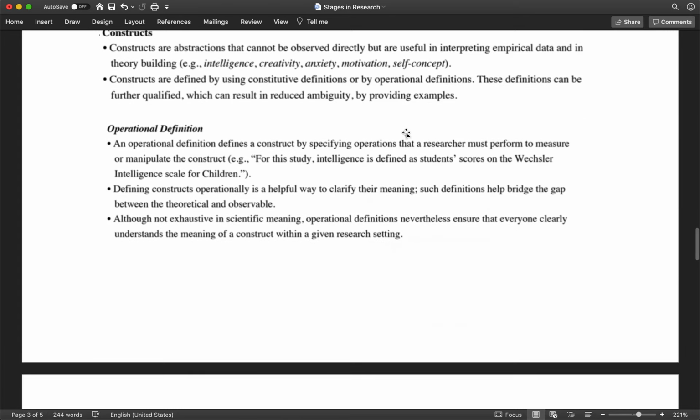So an operational definition defines a construct or defines any variable in your study, whatever it may be, so that a researcher can perform and measure the construct.